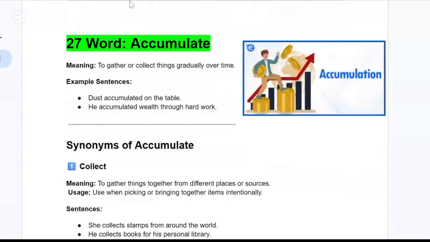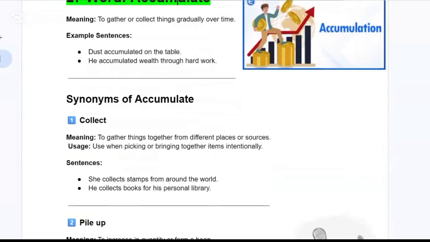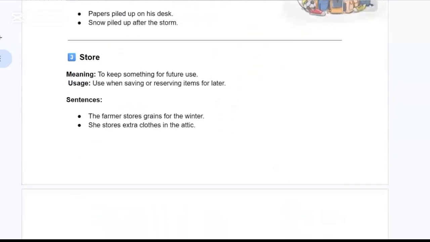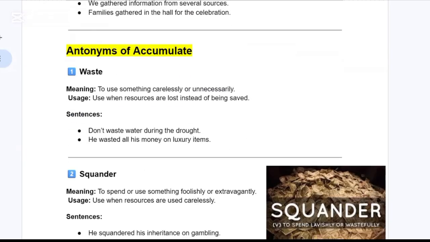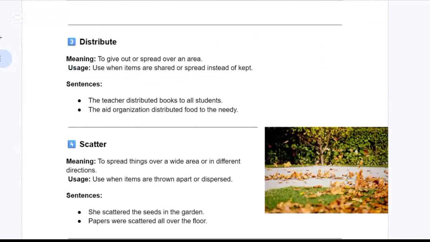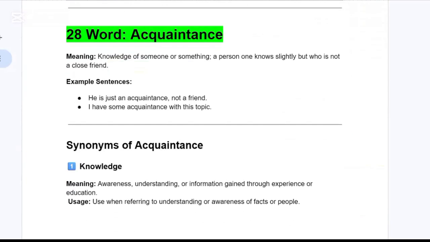So the 27th word is accumulate and the synonyms are collect, pile up, store, amass, gather. Antonyms are waste, squander, distribute, scatter. The 28th word is acquaintance. Acquaintance means having knowledge of someone or something, a person one knows slightly but who is not a close friend. For example, he is just an acquaintance, not a friend.